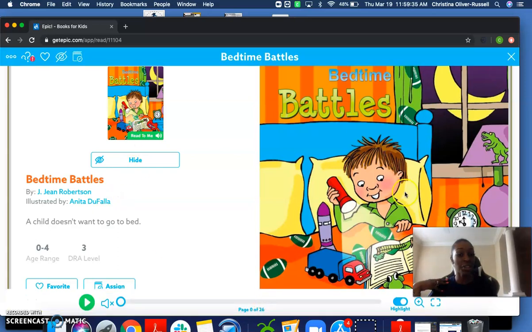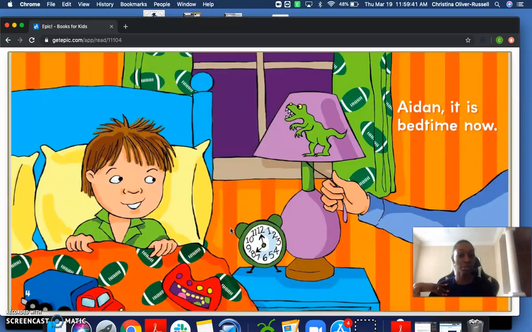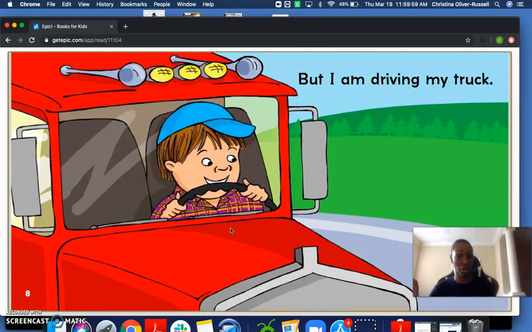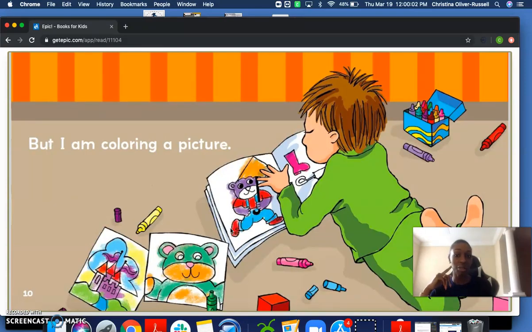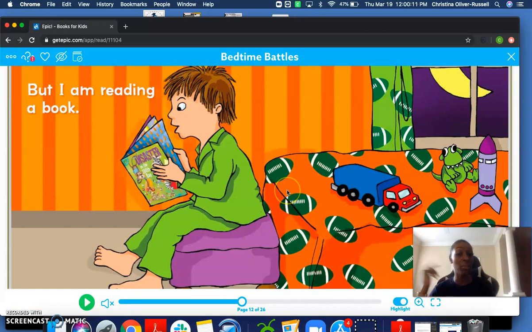So looking at the cover, okay. Looking at the pictures, we see a little boy in bed. So he's probably about to go to sleep or he could be just waking up. Okay, now we see him playing with some toys. Now he's driving a truck. He's drawing some pictures. He's reading a book. Oh, if we look out the window, we see that the moon is out and we see that the sky looks dark. So we know that this is nighttime. So maybe he's going to bed. He's not waking up.